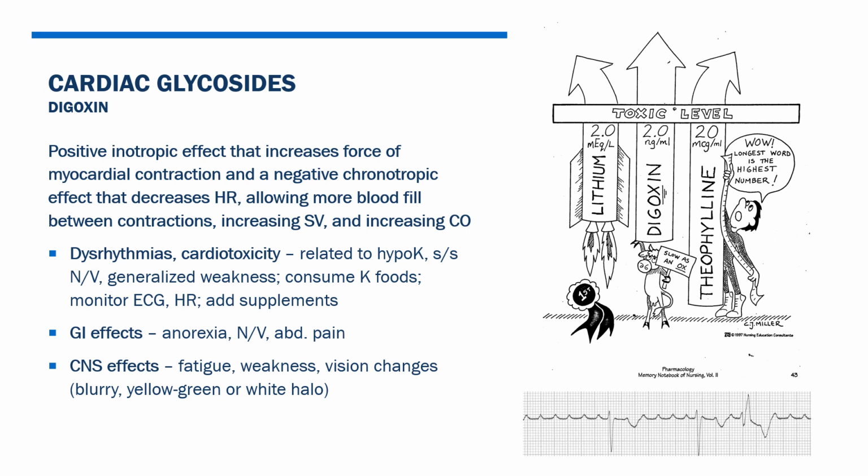CNS effects can also occur, such as fatigue, weakness, and vision changes. Again, fatigue and weakness, kind of similar to your cardiotoxicity. So rule out your 2.0. And then if they get these vision changes, sometimes this is all people get, the blurry yellow or green or white halo around objects. Kind of like all of a sudden they have an astigmatism, but it can be this yellow-green color instead of a white reflection band.